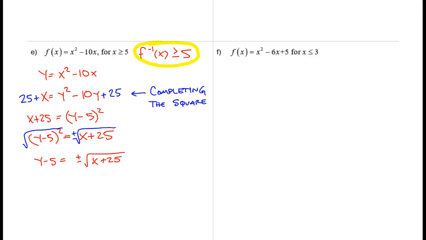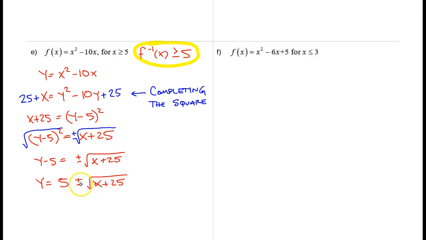Well, it seems like an easy thing to do. Now we're just going to add 5 to both sides, so we get y equals 5 plus or minus the square root of x plus 25. Now, we do have a problem, because if I leave this plus or minus symbol here, I have two different outputs for a single input. I'm either adding a number to 5 or I'm subtracting a number from 5, and that is a problem.